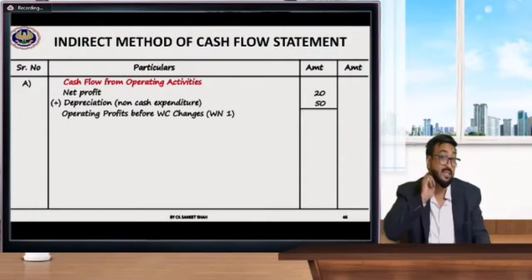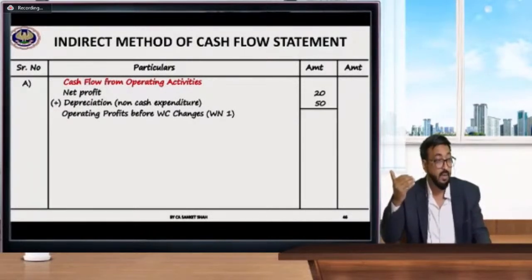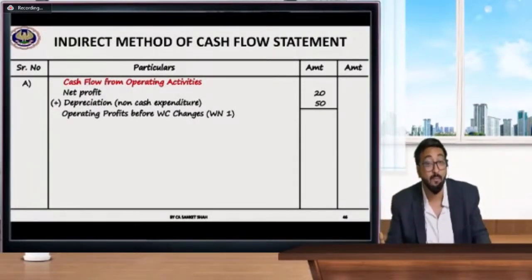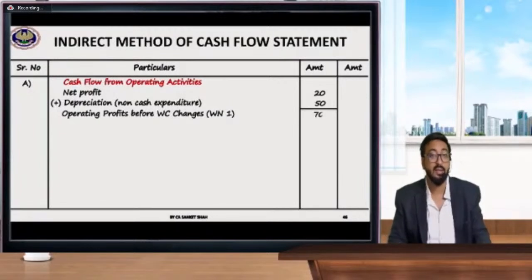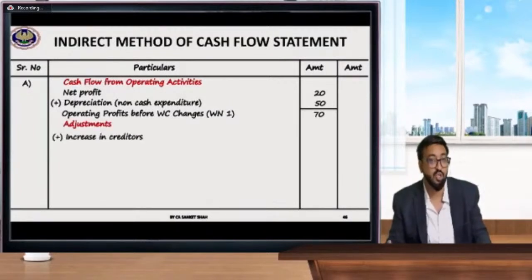So this is divided in 3 parts. After net profit you will get operating profit before working capital changes. Now you will consider that adjustment. Increase in creditors. How much is the increase in creditors? 40.